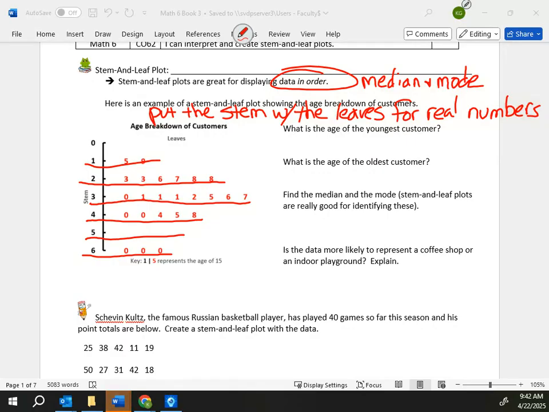So a lot of times when it comes time for the test, kids forget that. They just say, oh, what's the mode? I see the most zeros, okay? But that is not what the mode age is of people going to the coffee shop. It was people in their 60s, okay? Or not in their 60s, but people that are 60. It is important that we remember to connect the stem with the leaf.